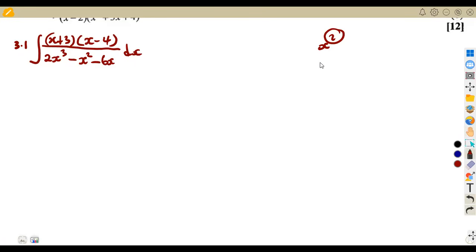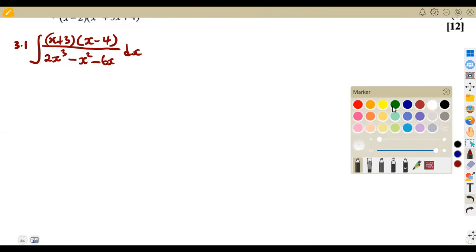Remember, a proper fraction is the one that has the lesser exponent in the numerator compared to the denominator, in terms of the functions that you are given. So it means this is a proper fraction. So let us simplify and see what we're going to have.